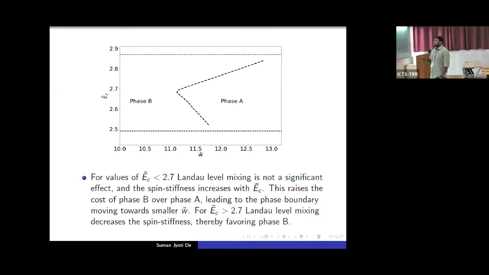The spin stiffness cost increases with EC because of the small Landau level mixing. But for higher EC values, it has a large Landau level mixing, which actually decreases the spin stiffness cost. So this phase has a spin stiffness cost. So for smaller EC, phase A actually expands over phase B, but for larger EC, it expands because of small stiffness cost.